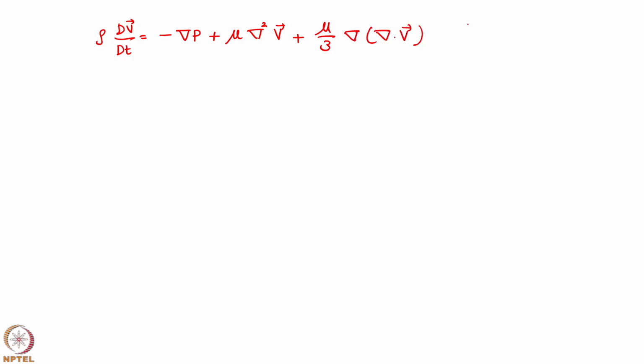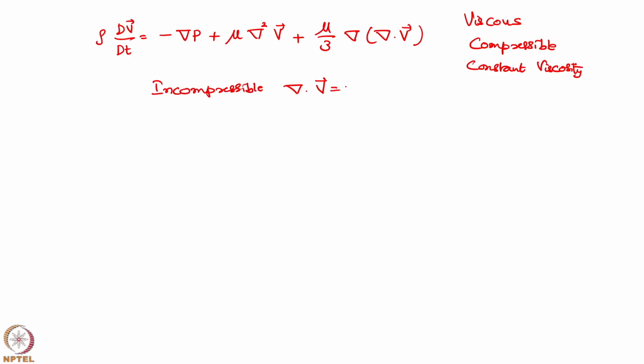This is for viscous, compressible, constant viscosity fluids. But if it is incompressible, we know that for incompressible fluids del dot V is equal to 0. So you get rho dV by dt is equal to minus del P plus mu del squared V. This is for incompressible fluids with constant viscosity.